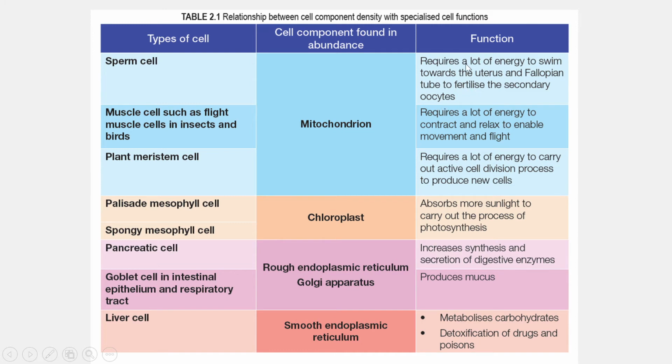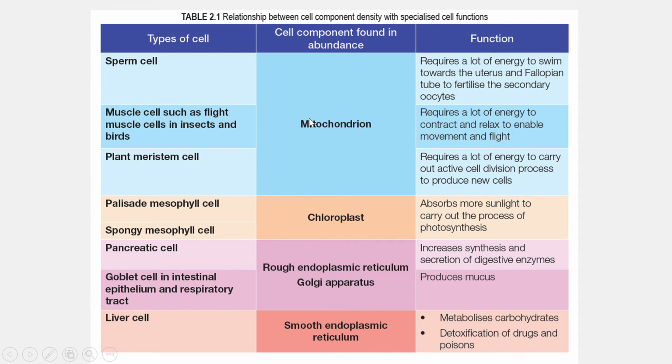So it requires a lot. This one is the keyword, yeah, a lot of energy to move or to swim towards the uterus, towards the fallopian tube. Tempat berlaku fertilization. So a lot of energy is needed. Therefore, mitochondria can be found abundantly in this sperm cell.